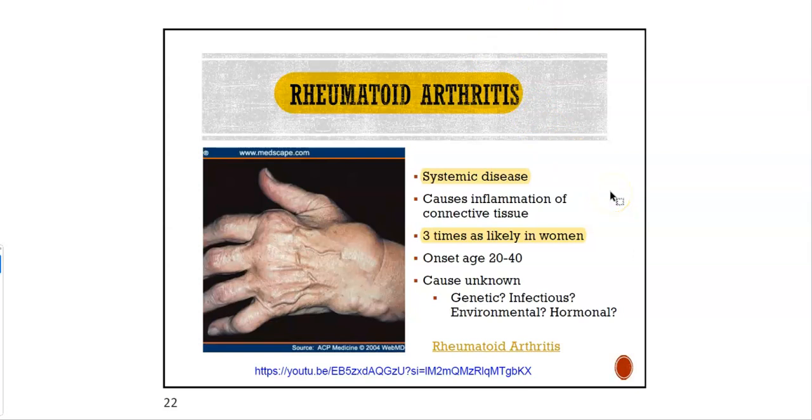This is an autoimmune inflammatory connective tissue disorder. Unfortunately, women are more likely to have rheumatoid arthritis, and it often starts as early as 20 to 40 years old. So that's the common onset of this condition. Now, the definitive cause is actually unknown, but some studies show some genetic predisposition, history of previous infection, as well as environment and hormones.